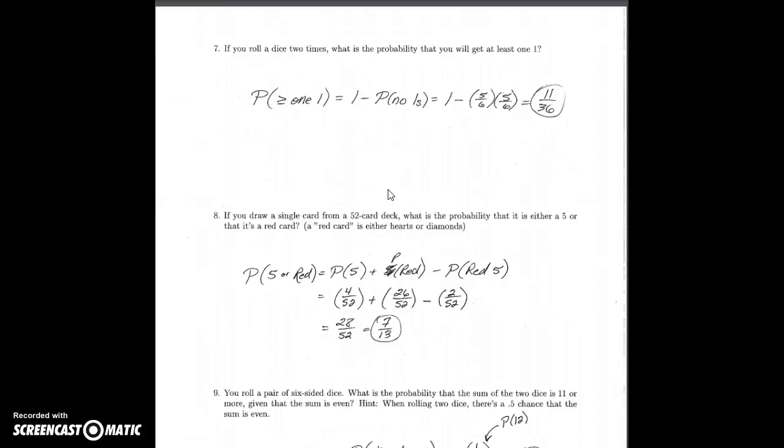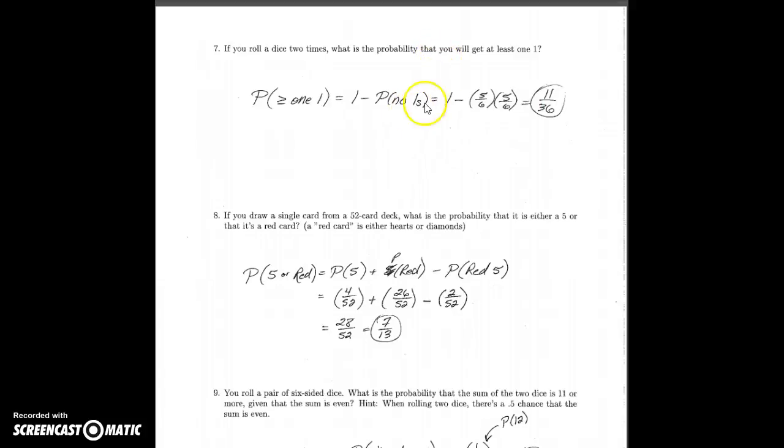Rolling a dice 2 times, probability to get at least 1 one. Whenever you see this at least 1 of something, it's usually easiest to get the opposite. So figure out the probability of getting no 1s and then subtract that from 1. So if we do that, probability of getting no 1s, well, in your first roll, you'd have 5/6 chance. You could get a 2, 3, 4, 5, or 6. And on your second roll, you'd have a 5/6 chance, 2, 3, 4, 5, or 6. Multiply those together to get 25/36. And then subtract from 1 to get 11/36.